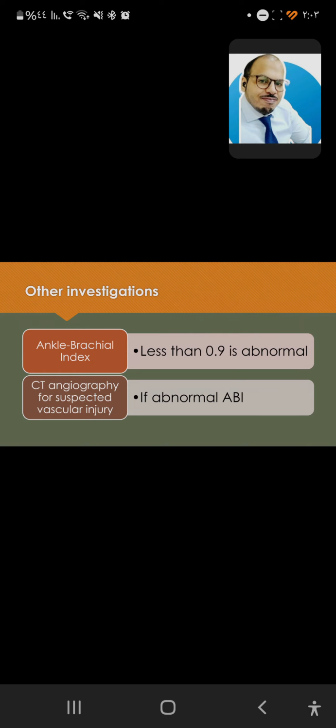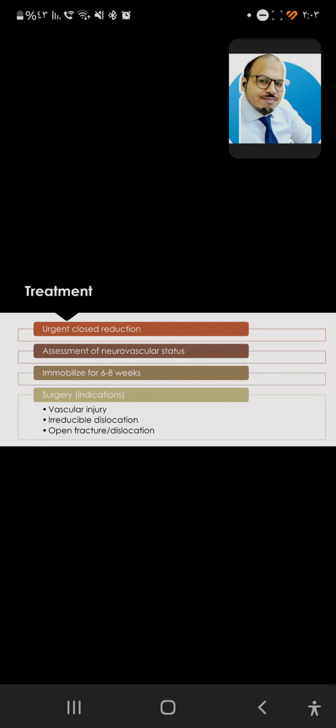Always get all the images you need and also do the ABIs, very important in these cases, just to rule out vascular injury. CT angiography is also another important study to do to rule out vascular injuries. Treatment is urgent closed reduction, assessment of the neurovascular status. As we said, vascular assessment is a priority in these cases.